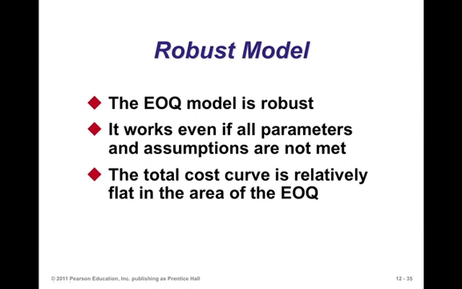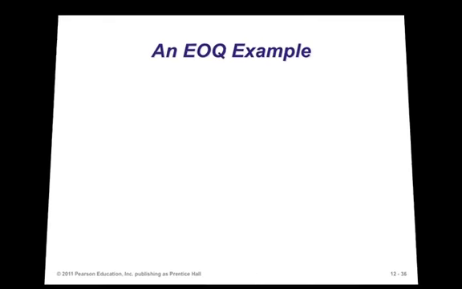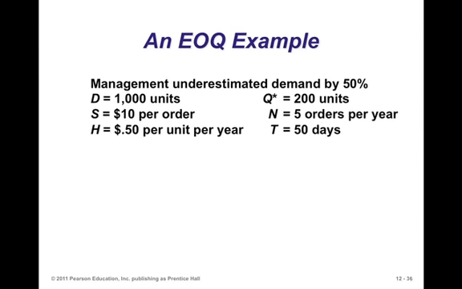Now, the EOQ model is considered a very robust model, and the reason why it's considered robust is because if you look at where the optimum order quantity is, the curve is fairly flat. And because the curve is fairly flat in that region, it means that you could vary the order quantity without varying the total cost very much. And so, as a result of that, there's a range that you could change your order quantity level to that does not impact your costs very significantly. All right?